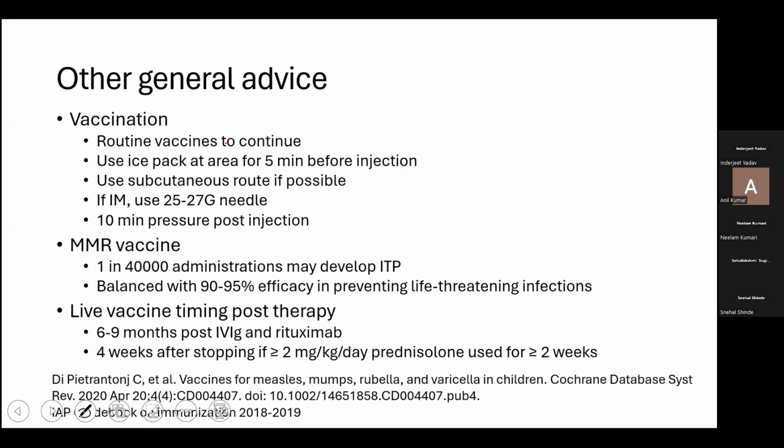And live vaccines, the problem is if they get IVIG or rituximab, you have to delay the live vaccines because these will lead to immunosuppression. So you have to postpone the live vaccines. And also, if the patient has got a very high dose of steroids for 2 weeks or more, we might have to wait for a month before giving the live vaccine.